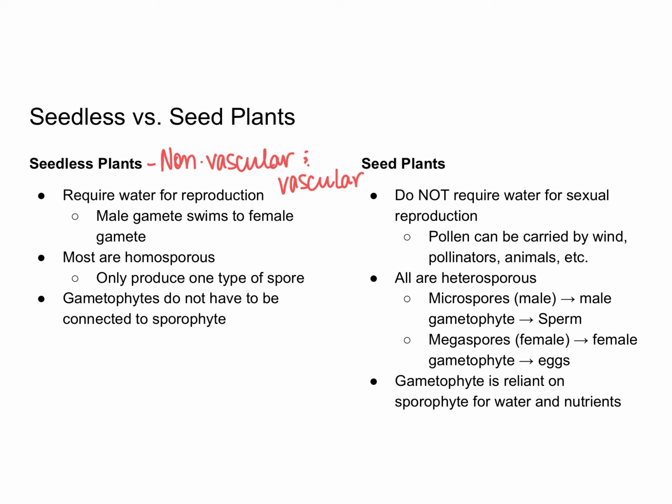A few other characteristics of the seedless plants that you've already learned about is that they require water for reproduction, and that's because the male gamete has to be able to swim to the female gamete. And remember that gametes are just the sex cells, and so this is needed for sexual reproduction.